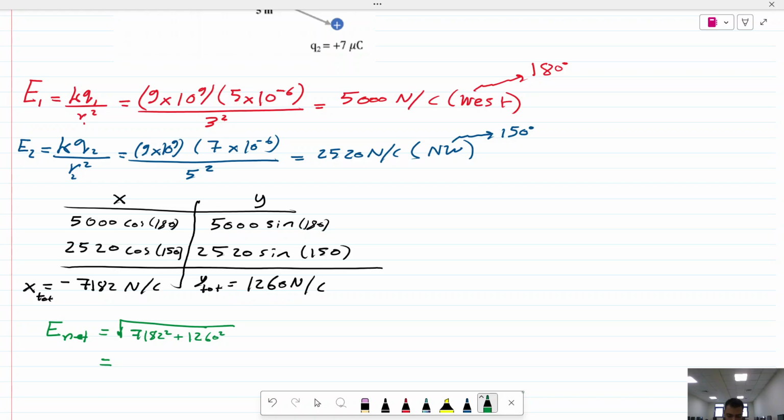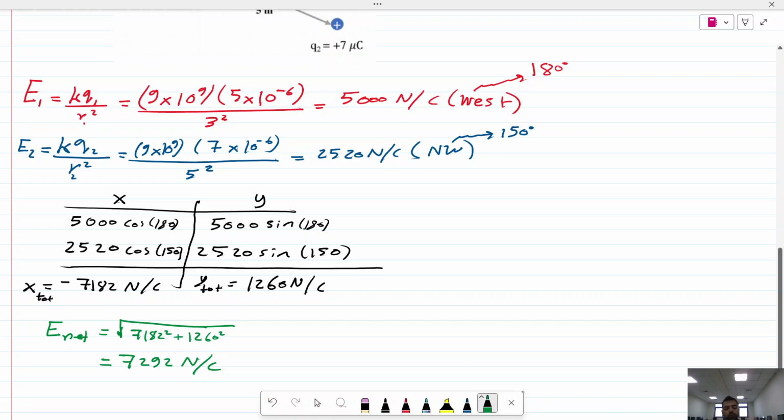So square root of 7,182 squared plus 1,260 squared, which will be 7,292 approximately. So 7,292 newtons per coulomb.